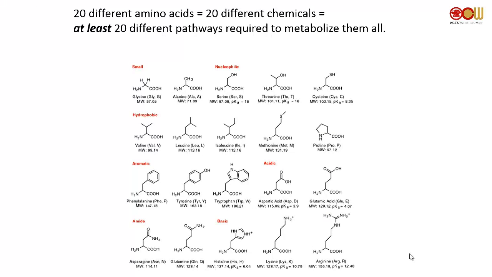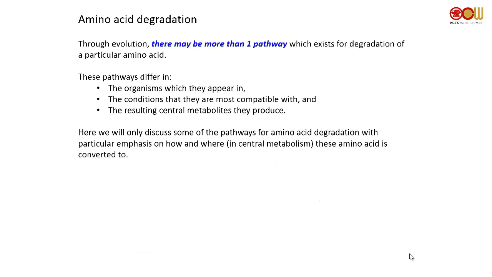We saw that we have 20 different amino acids, therefore you can imagine we have 20 different pathways to degrade the amino acids. Amino acid degradation is a very important topic because our daily diet contains a lot of proteins. There are many different pathways, and for one given particular amino acid, you may have multiple pathways. These pathways differ in the organism they appear in, the conditions that they appear in, and the resulting central metabolites that they end up producing.